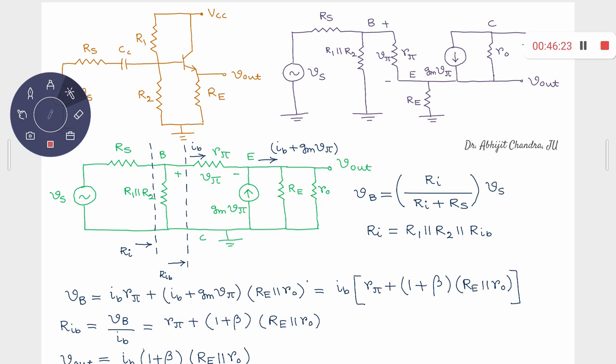Reference terminal, right? Between base and emitter you have this r pi. Don't draw r pi from here to here; it should be between base and emitter. This is the emitter, so this is r pi. This is the collector. Collector to emitter you have gm v pi, where v pi is the voltage between base and emitter. Okay, what else? R2 to ground, that means base to collector. The collector is at ground. RE is between emitter and ground. R0 is between collector and emitter. The collector is already grounded, so RE and R0 are in parallel. This is your VS, this is RS.